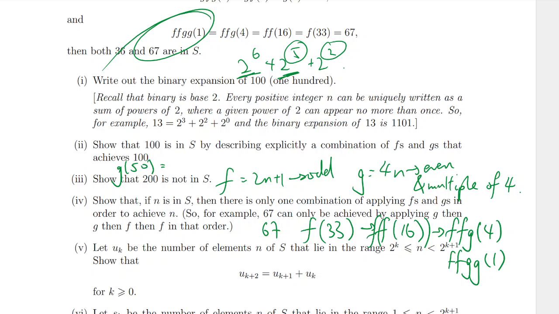Okay, part 5 then. Let U_k be the number of elements of S that lie in the range 2 to the k and 2 to the k plus 1. Show that this is true for k greater than or equal to 0. Okay, so it's asking me what happens with U_(k+2). So U_(k+2) is the range 2 to the k plus 2 less than or equal to n less than 2 to the k plus 3. Okay, so what can I do?